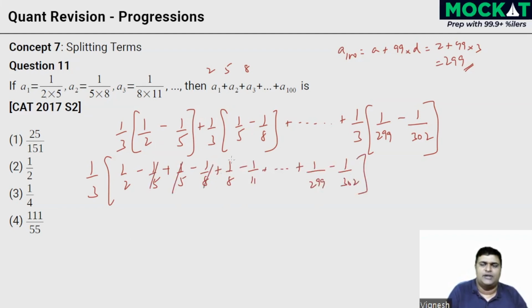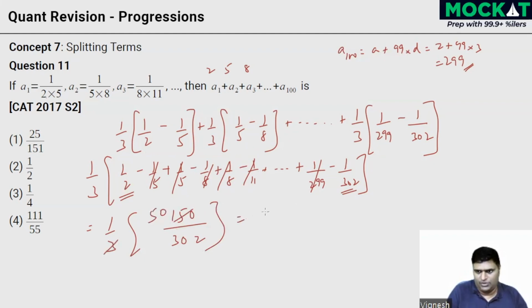So all of these are going to get cancelled. Till this, we're going to be left with the first term and the last term. So it's going to be 1/3 of half minus 1 by 302. Take the LCM, you get a 302. 151 minus 1, well, that's a 150. Divide, you get a 50. Divide by a 2, you're going to get 25 divided by 151. Option 1 becomes the answer here.